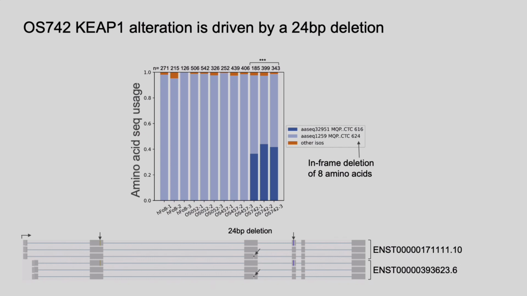Another really interesting finding from this work was a 24 base pair deletion in the KEAP1 gene. KEAP1 is a repressor of NRF2, and overactivation of the NRF2 pathway is known to increase resistance to treatment. So here we can see that in the OS742 sample, 50% of the expression of KEAP1 contains this 24 base pair deletion, which leads to an in-frame deletion of 8 amino acids in this protein.